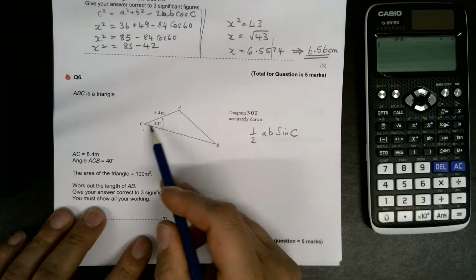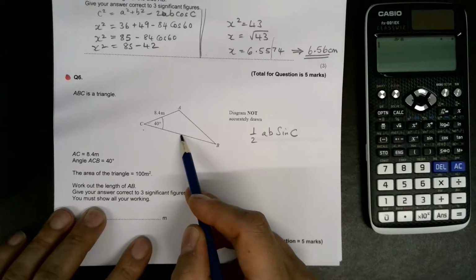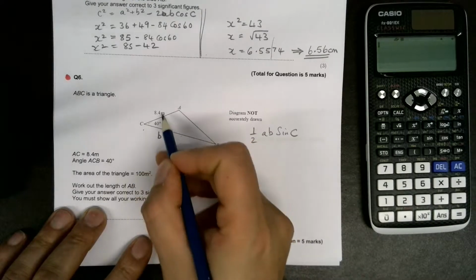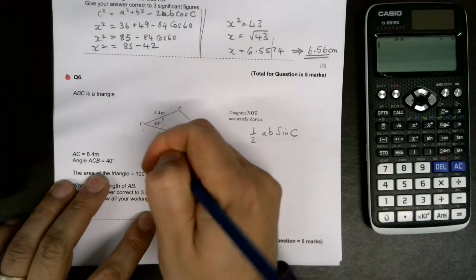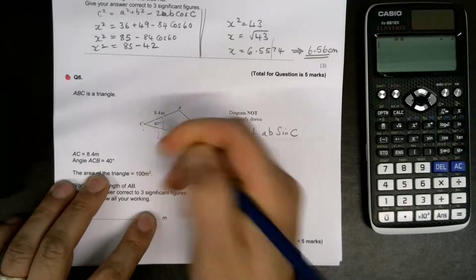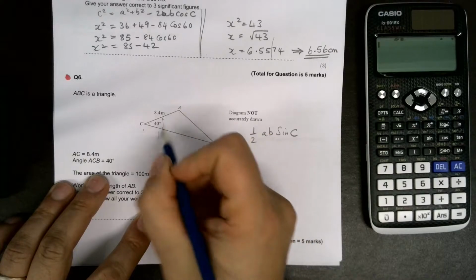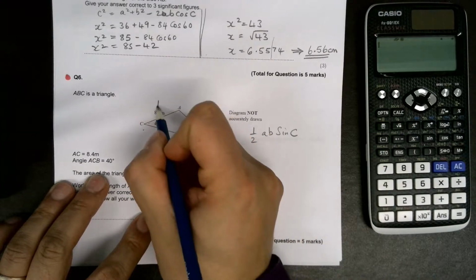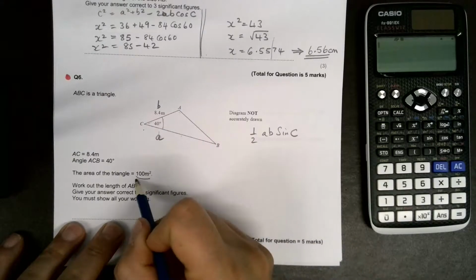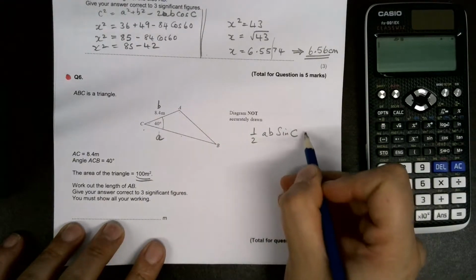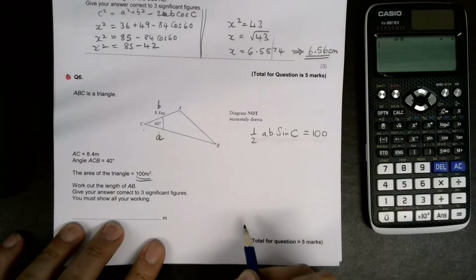That's one side. We would need this side. Let's call that side B. That's side A. Well, actually, let's not. Let's use the labels that are there already. If they've labelled this angle A, why not call this little a and this little b? And we know this piece of information. So we know this equals 100.